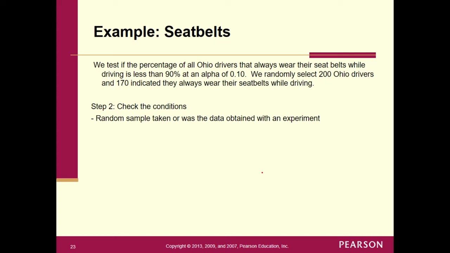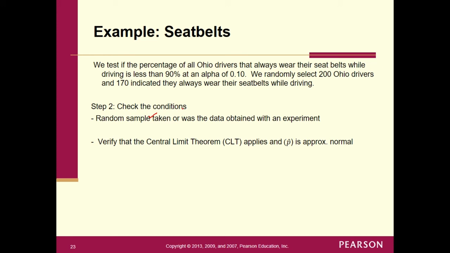Step 2, check the conditions. Okay. So we need a random sample to be taken, or the data was obtained with an experiment. We did a random sample. Okay. So we randomly select. So we did our random sample, check. Moving on. We got to verify the central limit theorem. Okay. We got to verify that it applies and that the sampling distribution of p hat is approximately normal. So we can use the formula that I've been showing you.